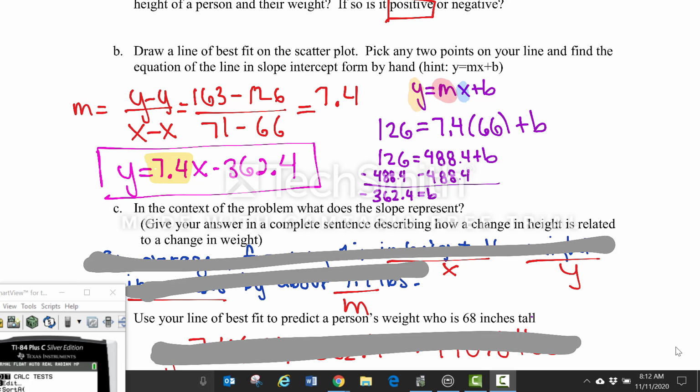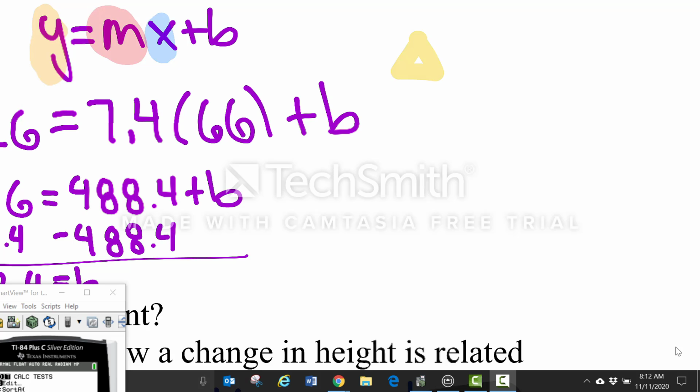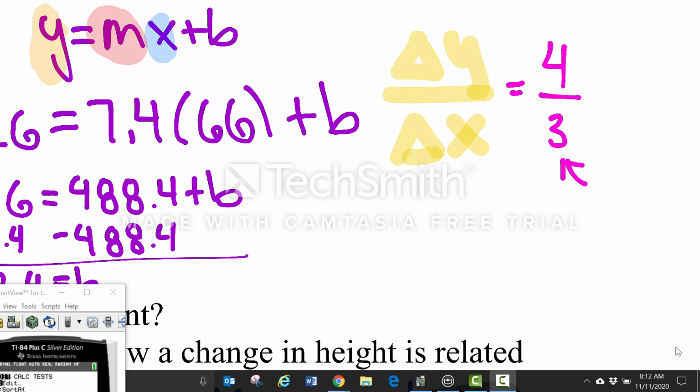In particular, for every 1x, because we don't have it as a fraction, right? Slope is change of y over change of x. So when we would give you a fraction like this in a lower class, we'd say for every 3x, you would go up 4y. Well, when we give it to you like this, we're saying for every 1x, you go up 7.4y.